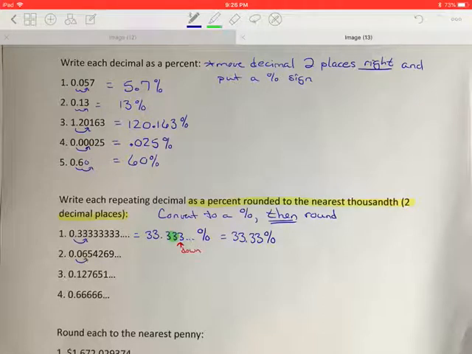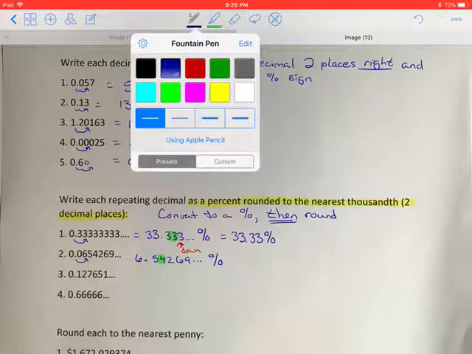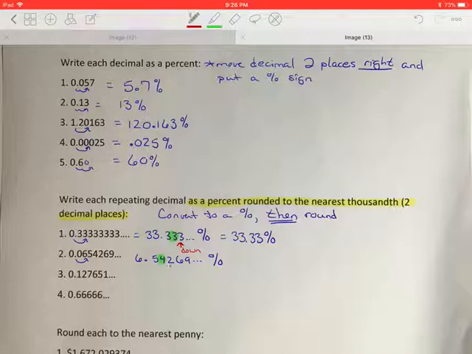Okay, so let's try number 2. I move this 2 places to the right. It becomes 6.54269, and I don't really know what happens after that. I just know that it keeps going. So once again, I'm rounding to the second decimal place. So I look at the number next to it. That's a 2. So once again, I'm going to round down. So I'm going to leave that 4 as a 4.